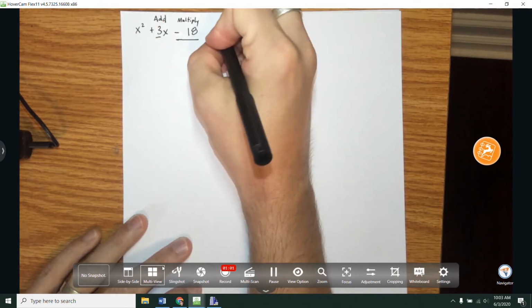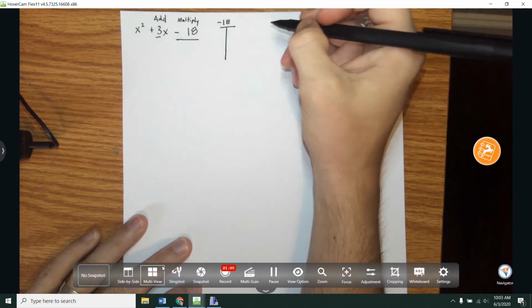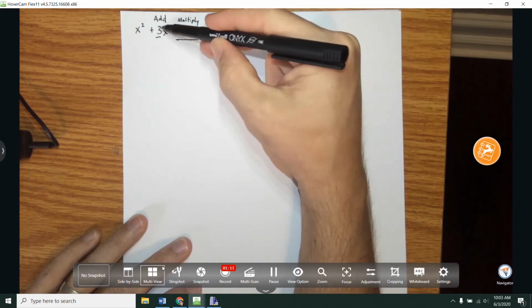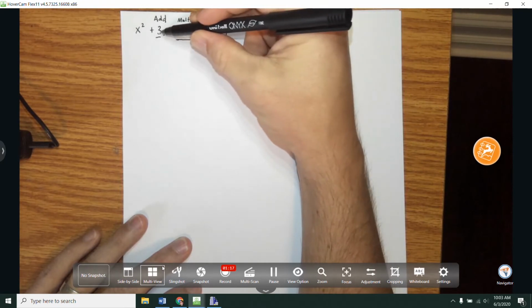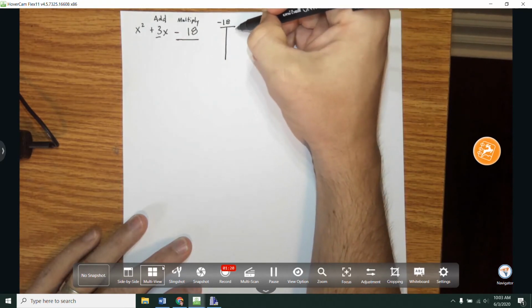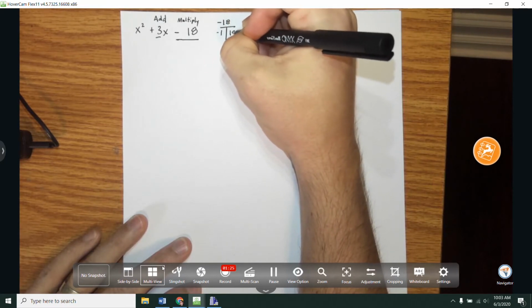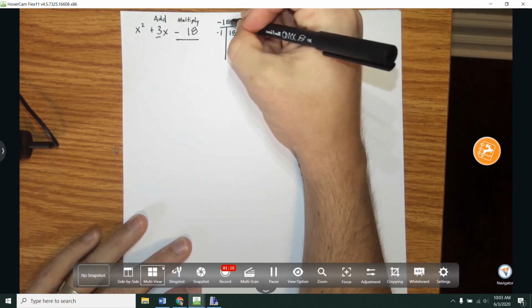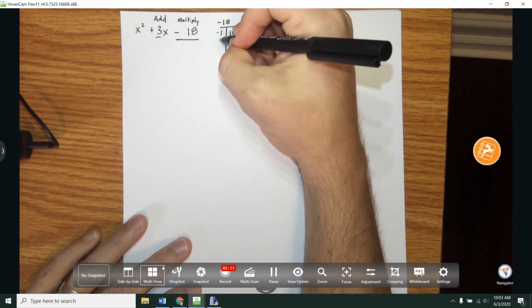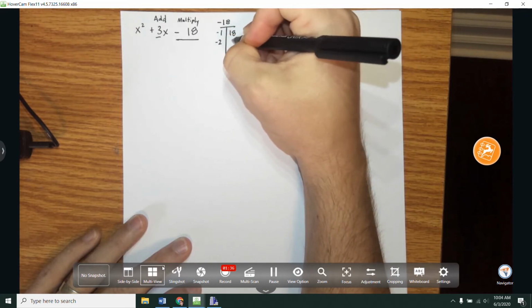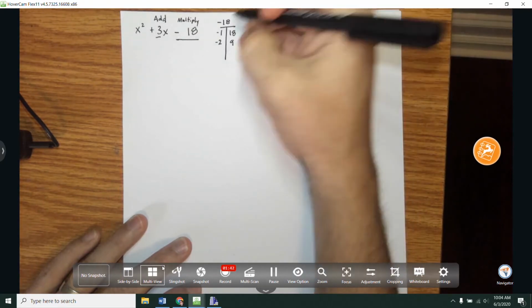One thing I like to do is make a t-chart and list off all the different factors that give me negative 18, and we'll look for the ones that add to give us 3. If we're adding to get a positive, we need to make sure our bigger number is the positive. Negative 1 and 18 multiply to negative 18, since a negative times a positive gives a negative, but added together that gives 17, which is not what we're looking for. Negative 2 and 9 give us negative 18, and added together that gives 7, not 3.